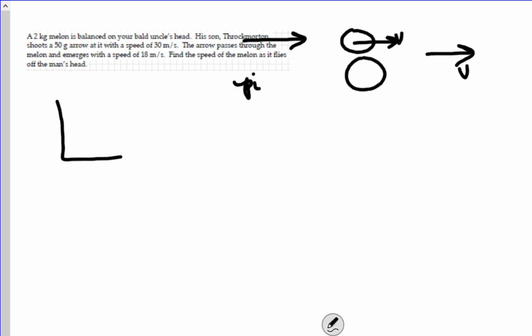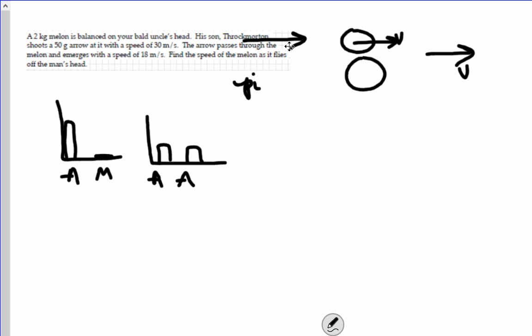sorry, I was looking at the wrong question for a minute and I got myself a little bit confused, that the arrow has momentum to start with. The melon doesn't have anything. And then if you take the second snapshot, the arrow has some momentum, so does the melon. So it's kind of splitting up that velocity. You expect the arrow to slow down, and it does.